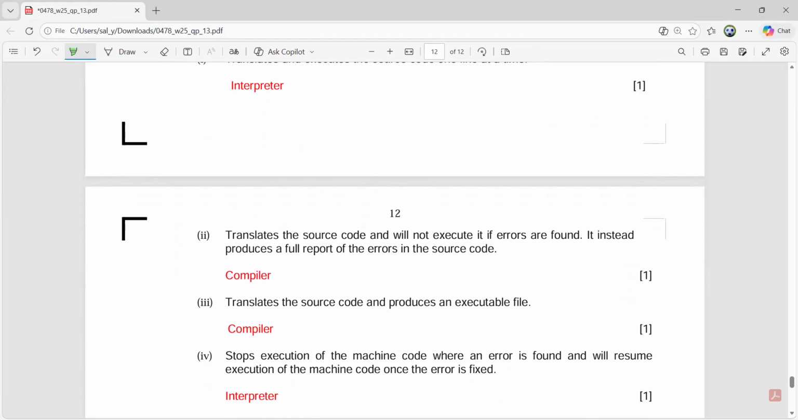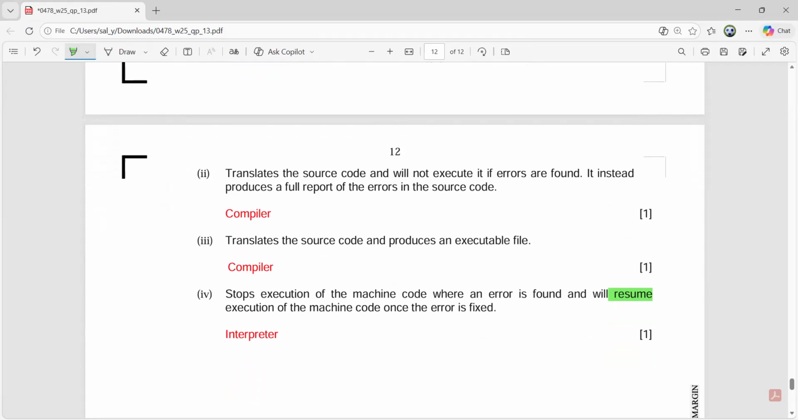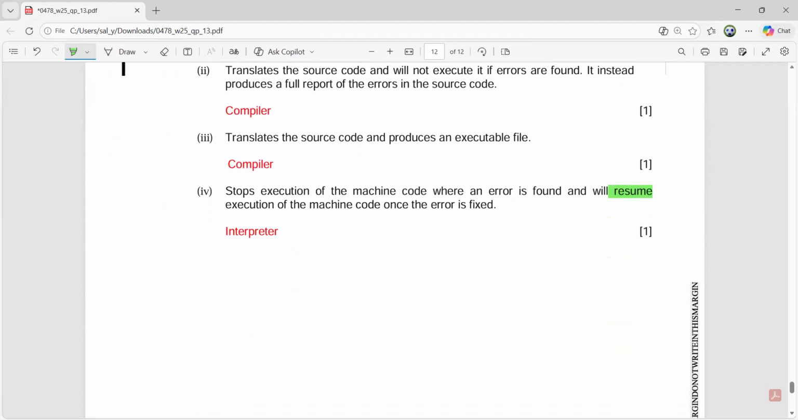Stops execution of the machine code where an error is found and will resume execution of the machine code once the error is fixed. Remember, it stops execution of the machine code when an error is found. It will halt and will resume. Remember, it will resume execution of the machine code once the error is fixed. So that is your interpreter. The interpreter is going to stop when finding an error, and once the error is removed, it will resume from the same point, and that is what an interpreter does.